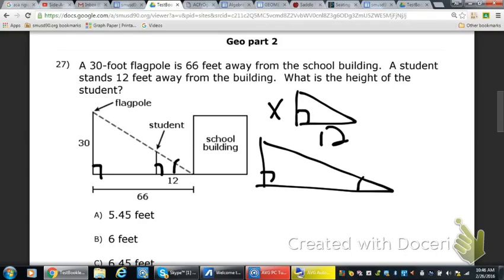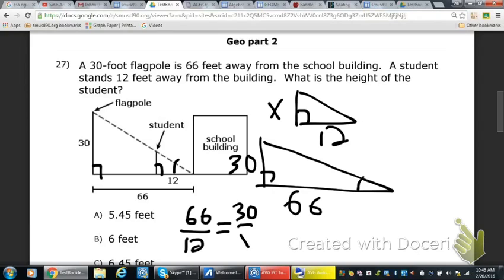12, this is x. 66, 30. So let's set up a proportion. 66 is to 12 as 30 is to x. And you would go ahead and cross multiply and get the work. Okay? That's number 27. So next is 33.